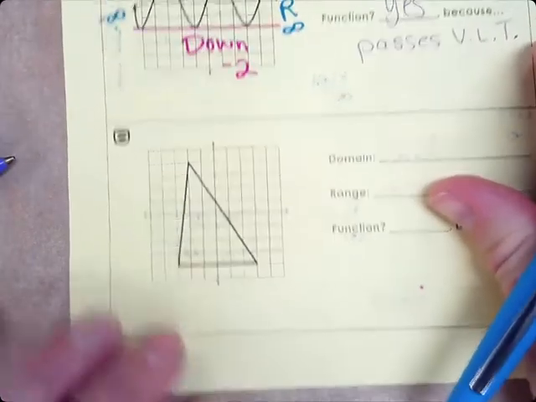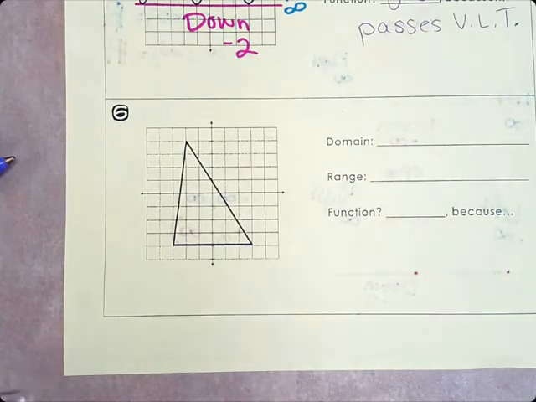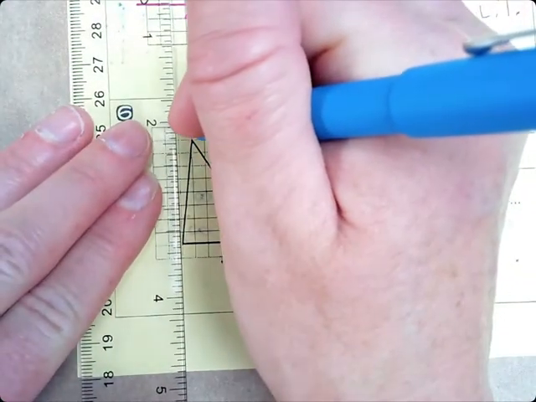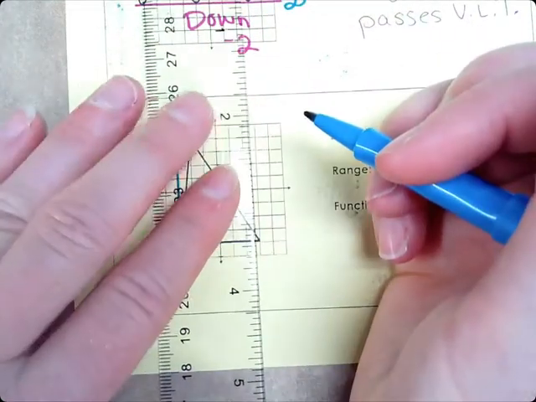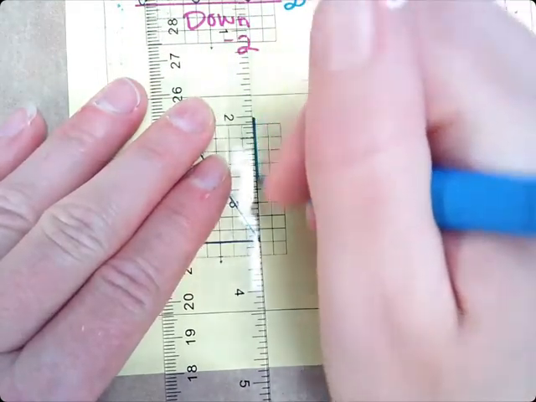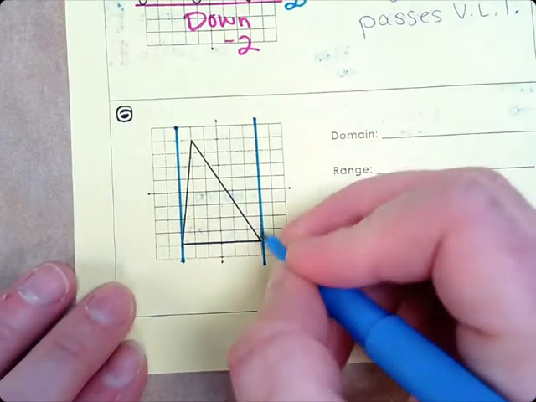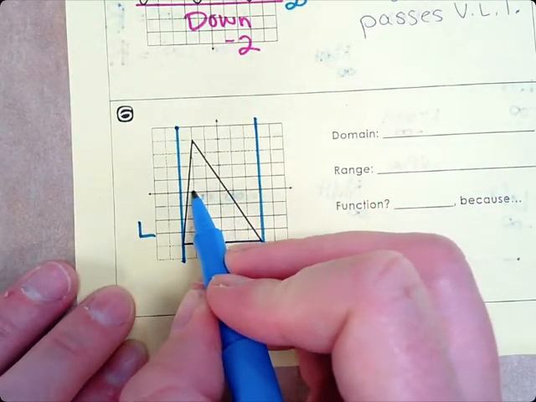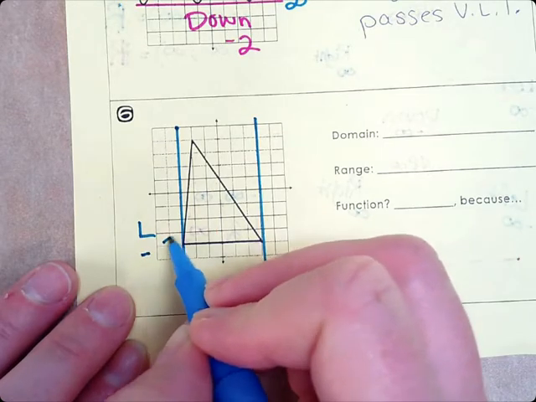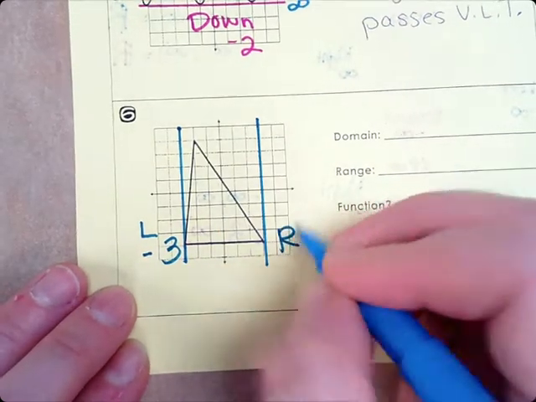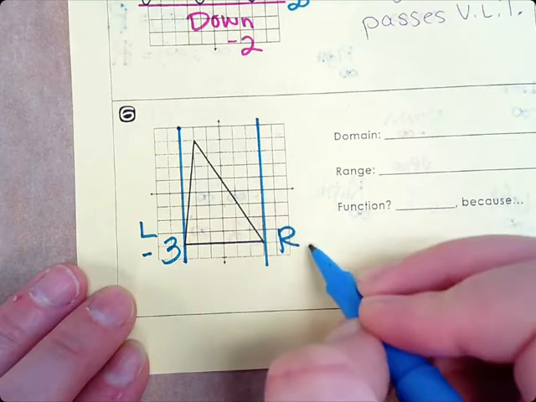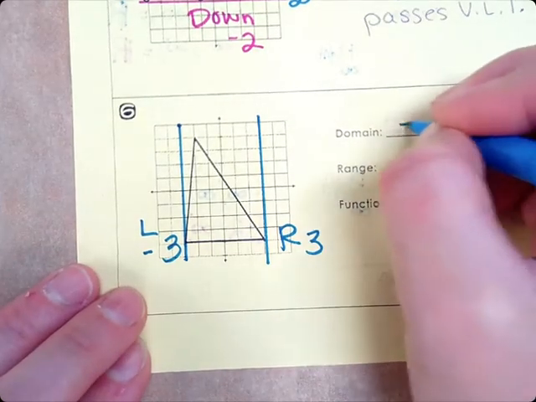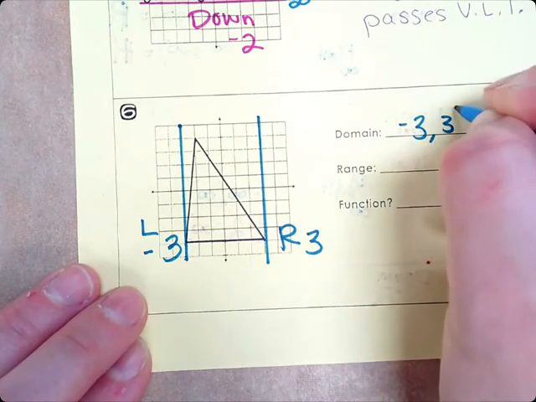Number 6, left and right. I can make a fence on the left side and a fence on the right side to contain it. Those are your boundaries. So my left side is 1, 2, 3, -3. And my right side is 1, 2, 3. And they actually do touch. So -3 to +3.